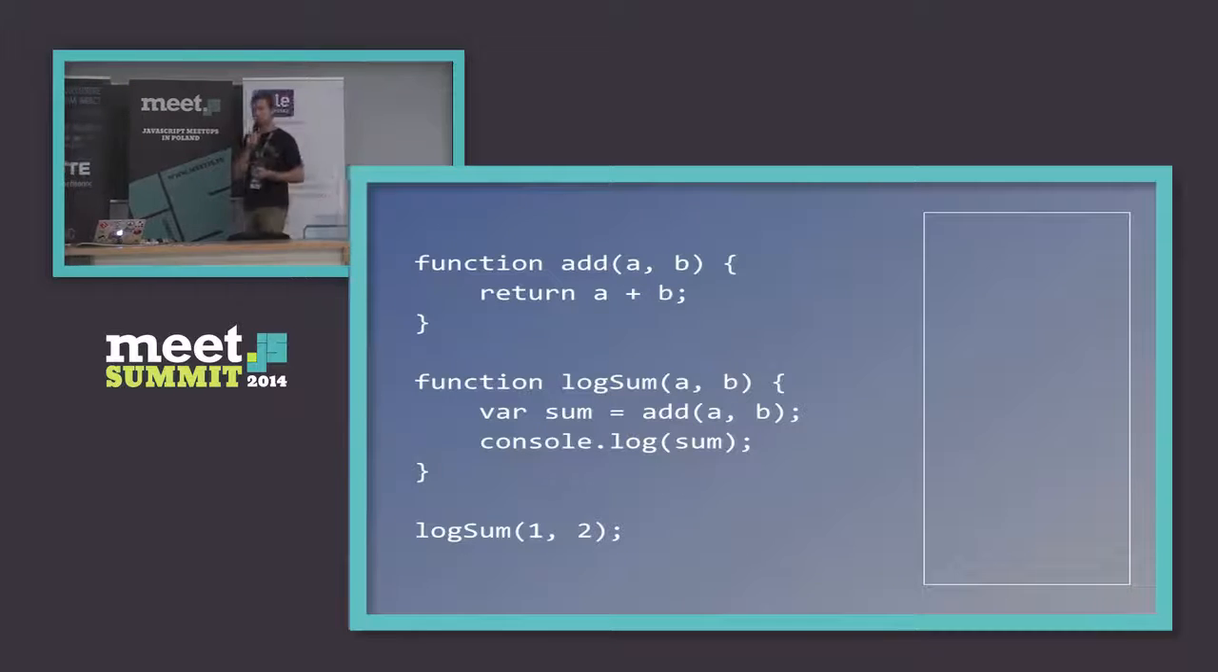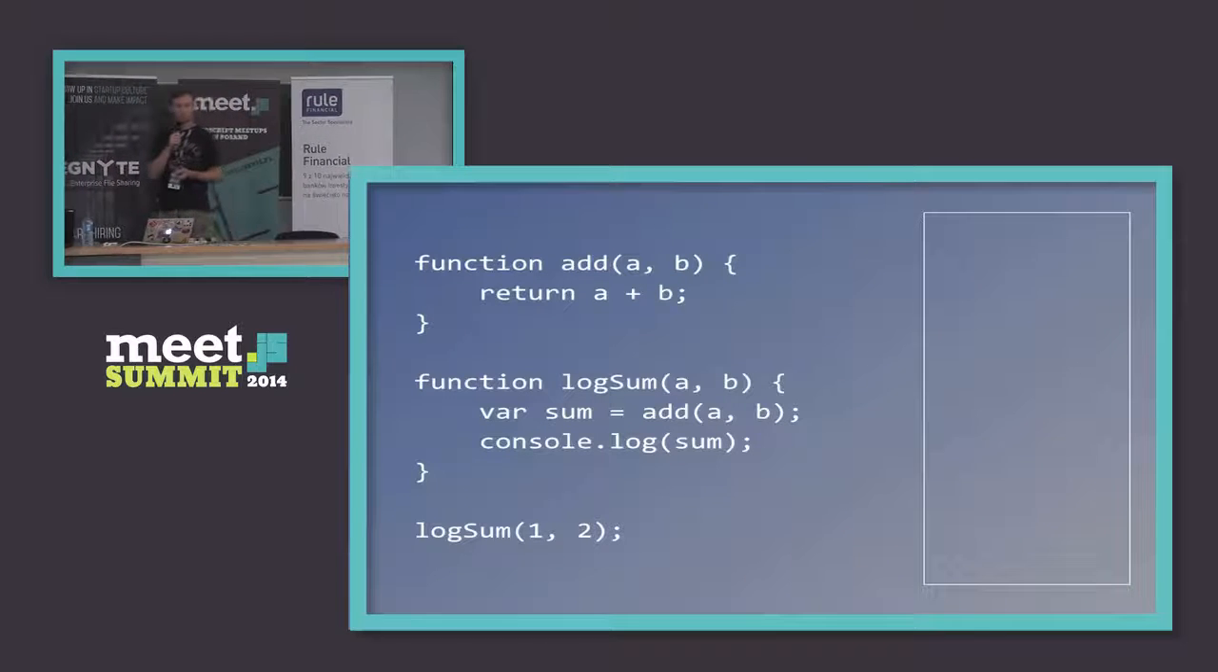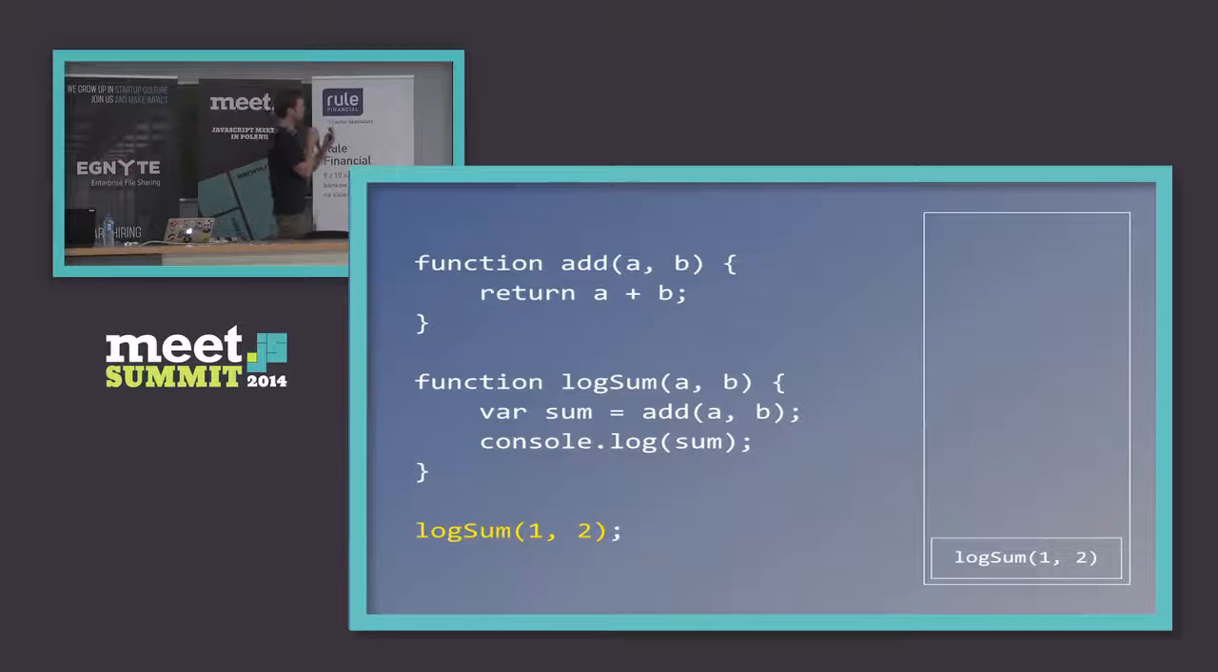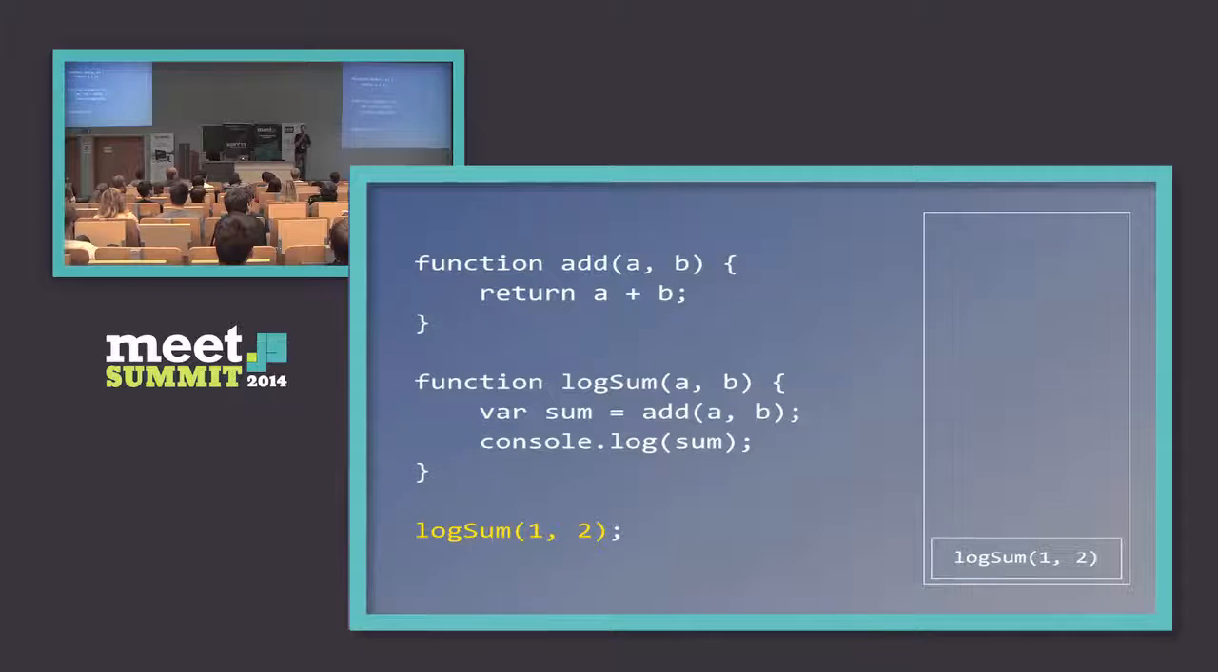So let's look at how it works in JavaScript. We have two functions and one function call, and on the right, there's a call stack. So we are running this code. This function is only a declaration, so we are running this one. We are adding it to the call stack, and we are running this.